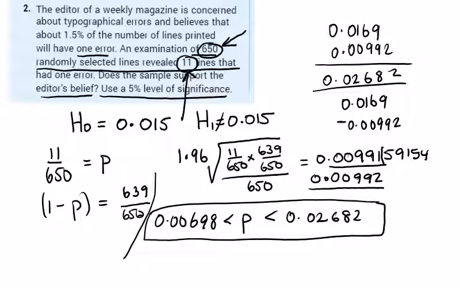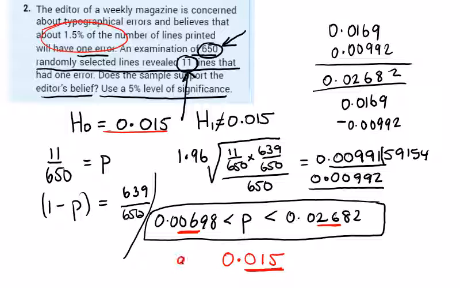Now, is my original 0.015 inside this interval? So if we look at that, the second and third decimal places give me 15, 6, 26. So this is between 0.0069 and 0.0268. You can see 0.015 is actually somewhere in the middle here.